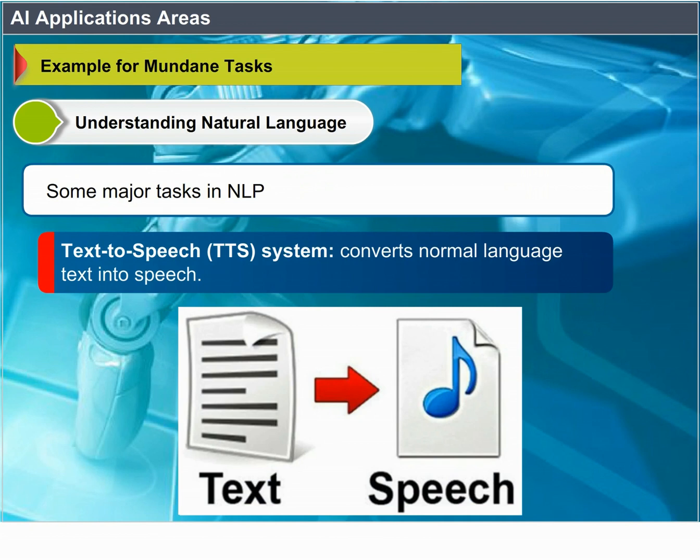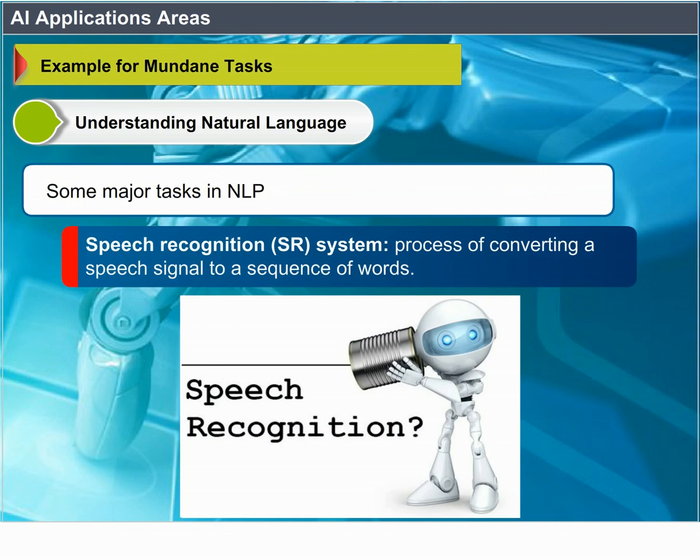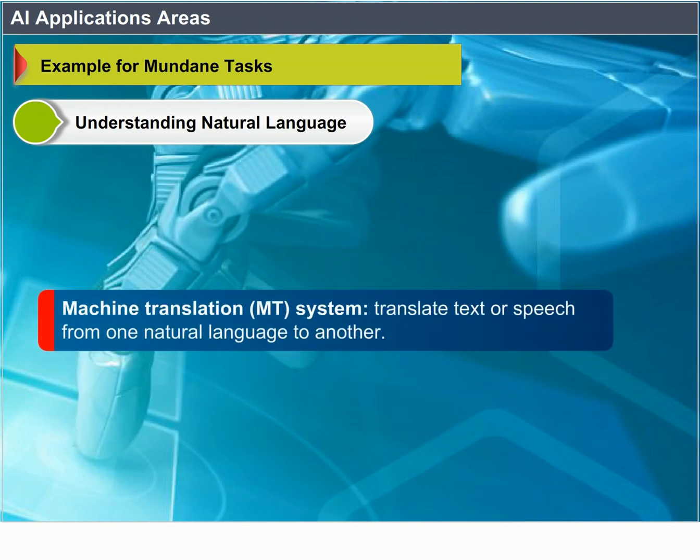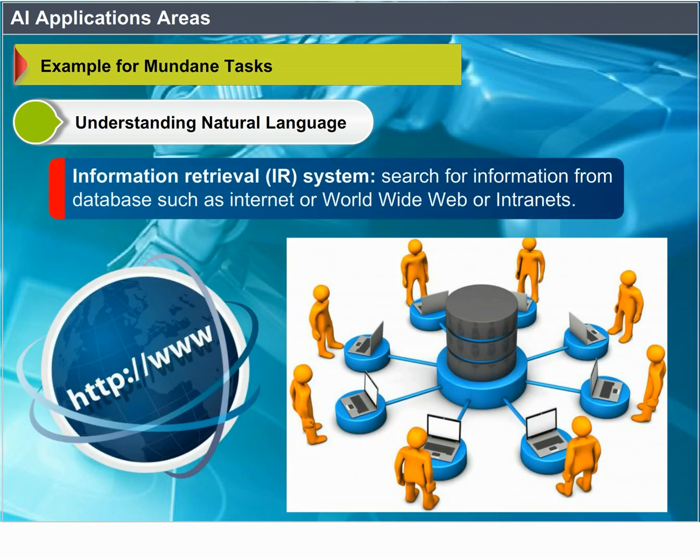Text-to-speech (TTS) system converts normal language text into speech. Speech recognition (SR) system, process of converting a speech signal to a sequence of words. Machine translation (MT) system, translates text or speech from one natural language to another. Information retrieval (IR) system, searches for information from a database such as the Internet or World Wide Web or intranets.